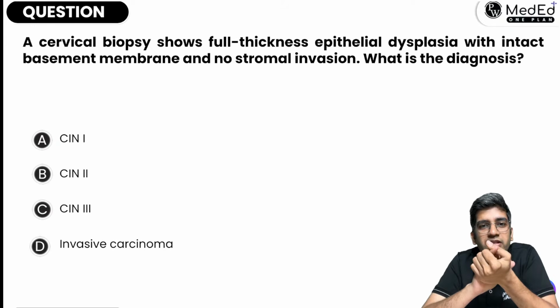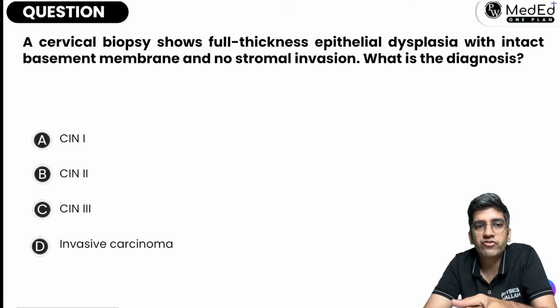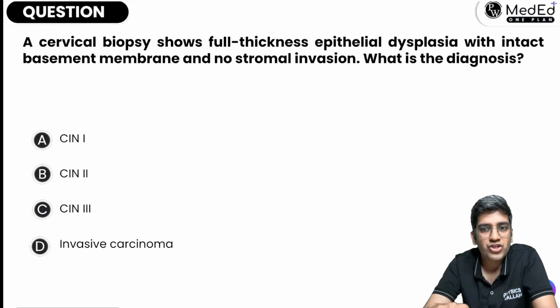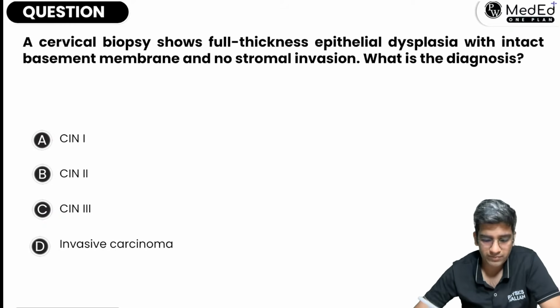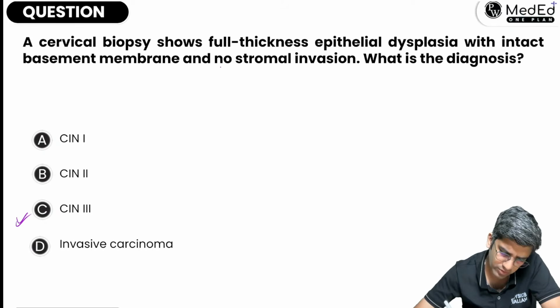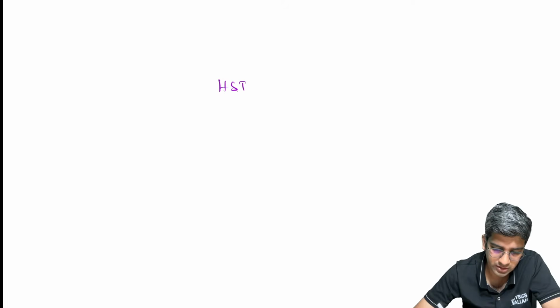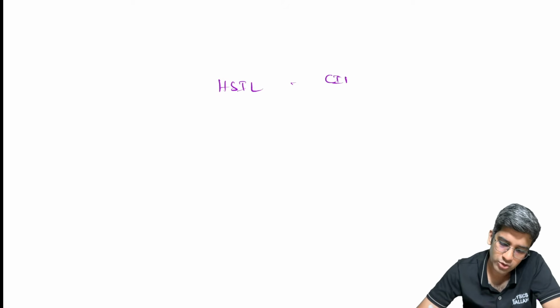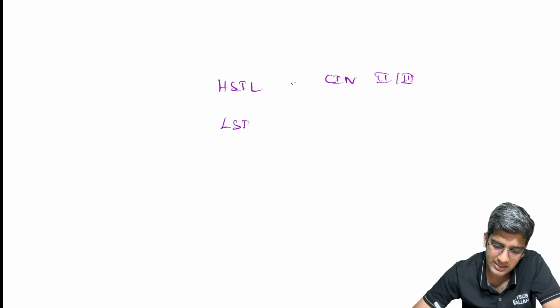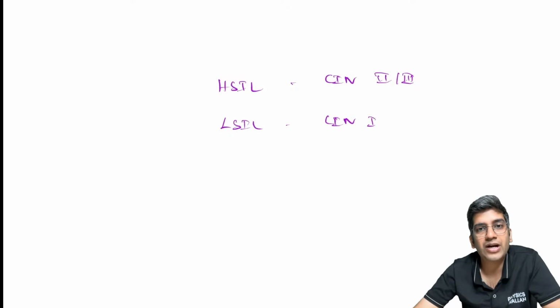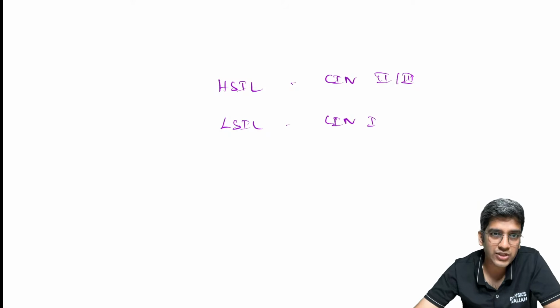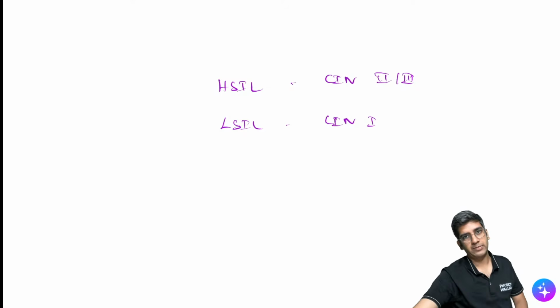Just a way to classify them. Though the terms CIN 1, 2 and 3 are not used anymore, we have changed them into two other names. The answer here is CIN 3 because there is no stromal invasion, right? So we call them HSIL. Your CIN 2 and 3 are HSIL. The other one is LSIL, which is CIN 1. HSIL stands for high grade squamous intraepithelial lesion. LSIL is low grade squamous intraepithelial lesion, right?